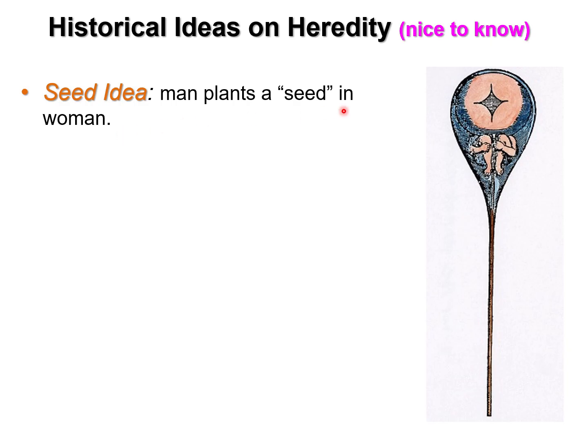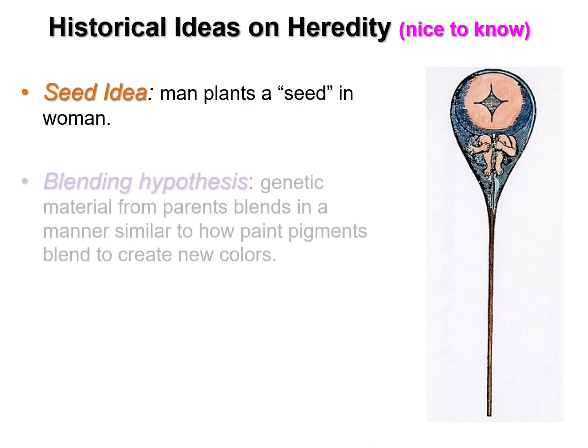The original idea, for a long time, was called the seed idea, which is where a man plants a seed in a woman. It's also known as the homunculus. A homunculus is a small human being. So the seed idea is like this picture over here on the right, where you have a small human being stored inside of the sperm of the man, and it's planted into the female.